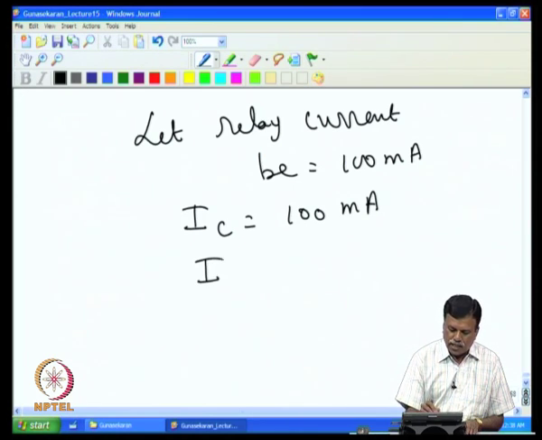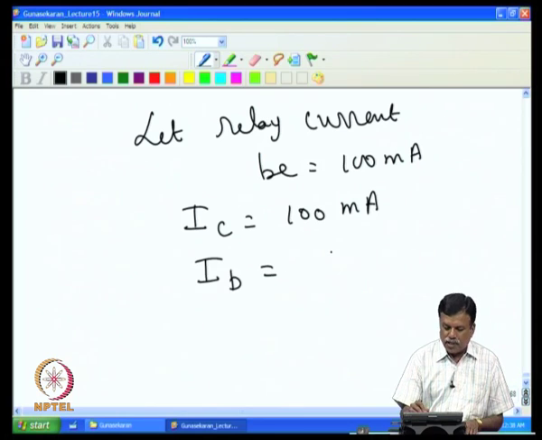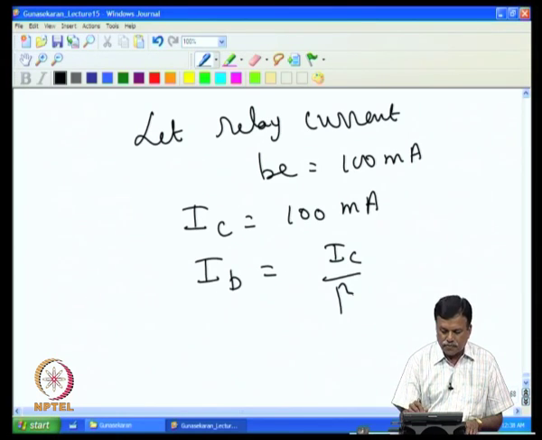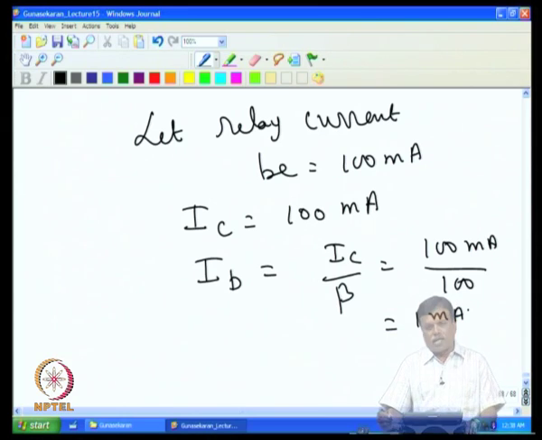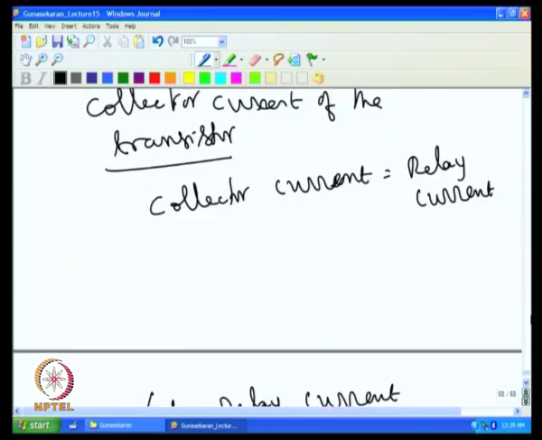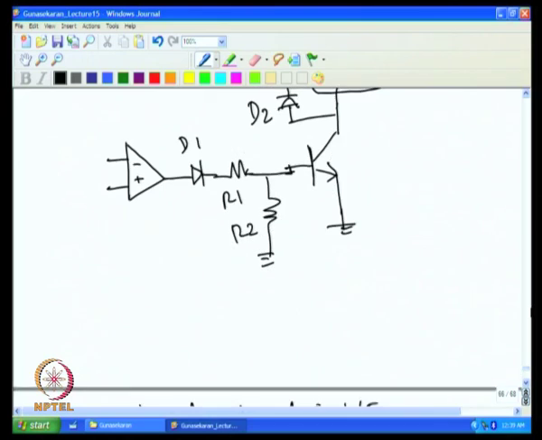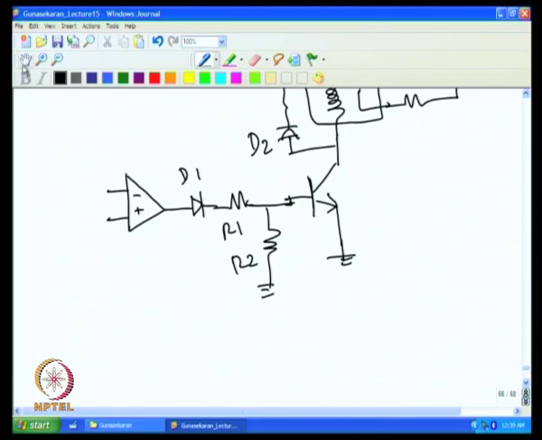Then transistor base current will be IC by beta, that will be 100 milliampere divided by, assume beta is 100, then it will be 1 milliampere. So, you end up having a base current of 1 milliampere in this design. Once base current is known, then it would be easier to decide on the two resistors, that is R1 and R2, because now this current is known.